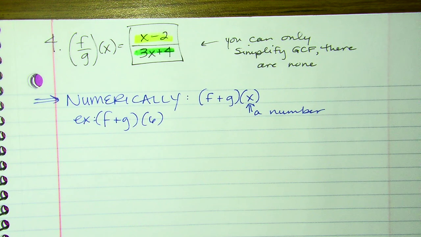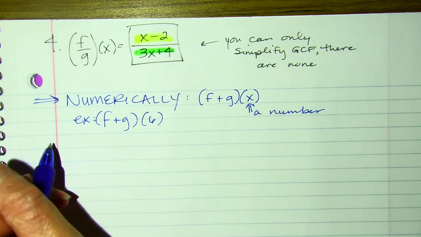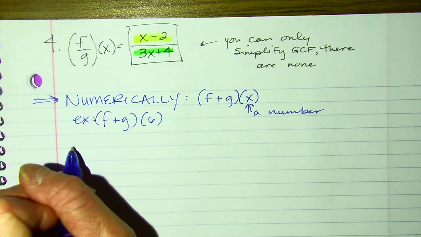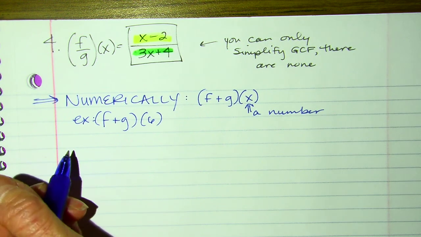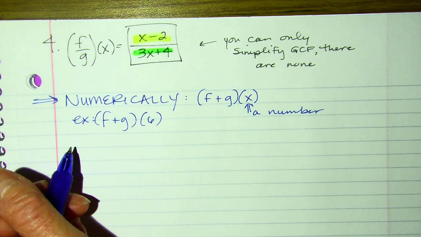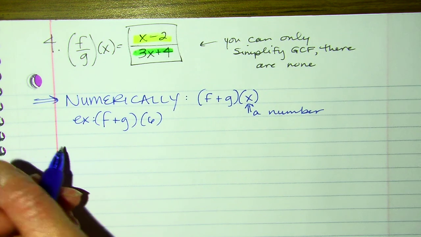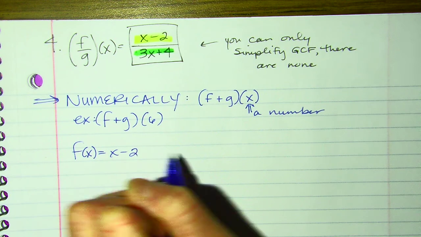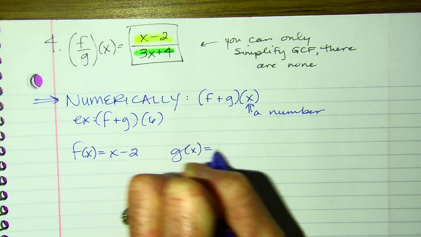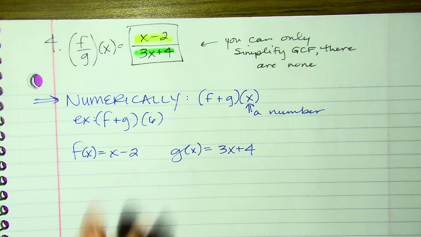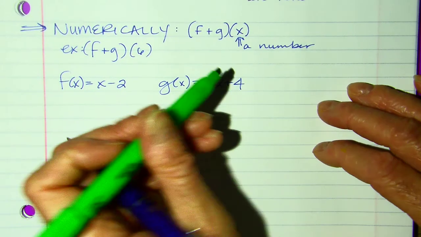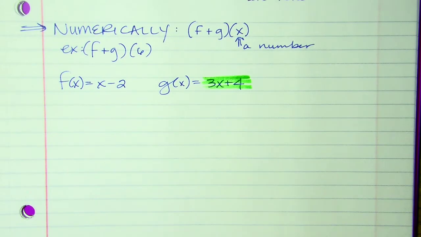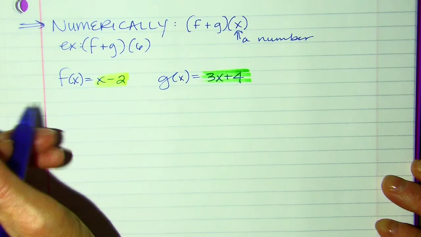So I'm going to give us two new functions. So let's simplify, well, no, here, we can stick with the same two functions, and we'll just keep it that way. So we're going to use the same functions. F of x was x minus 2, and g of x was 3x plus 4. Okay, I'll keep this one green, and I'll keep this one yellow. Okay, so here we go.